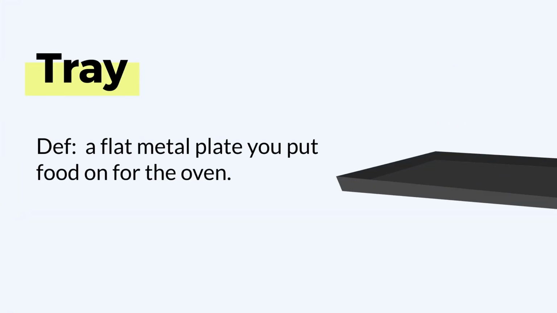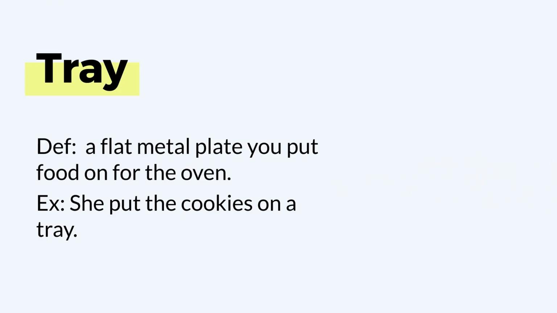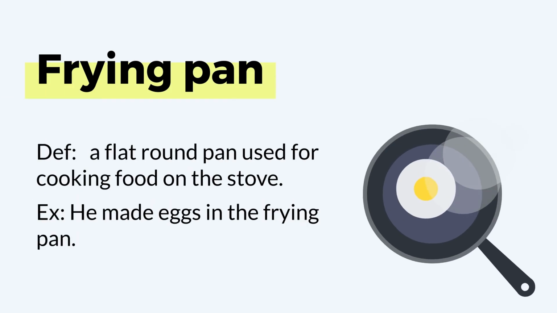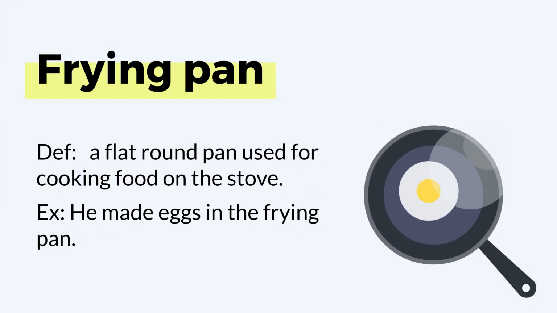The third term is tray, which is a flat metal plate you put food on for the oven. For example, you can say she put the cookies on a tray. Next, we have frying pan, which is a flat round pan used for cooking food on the stove. You could say he made eggs in the frying pan.